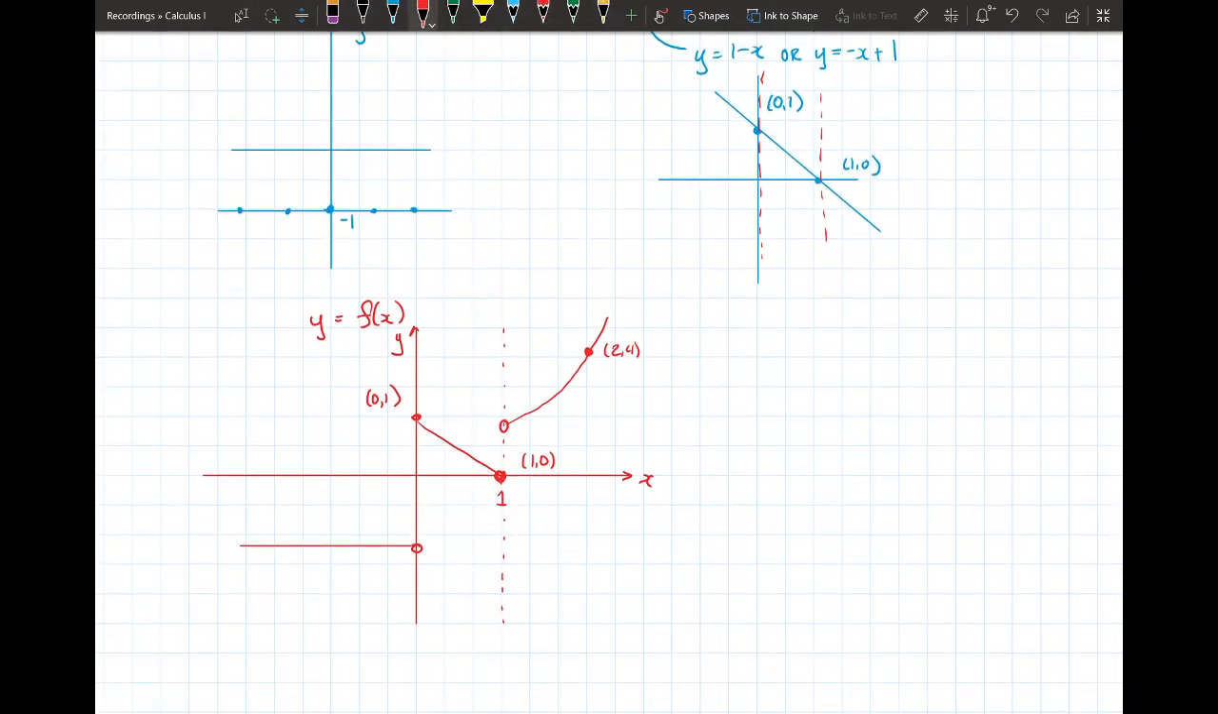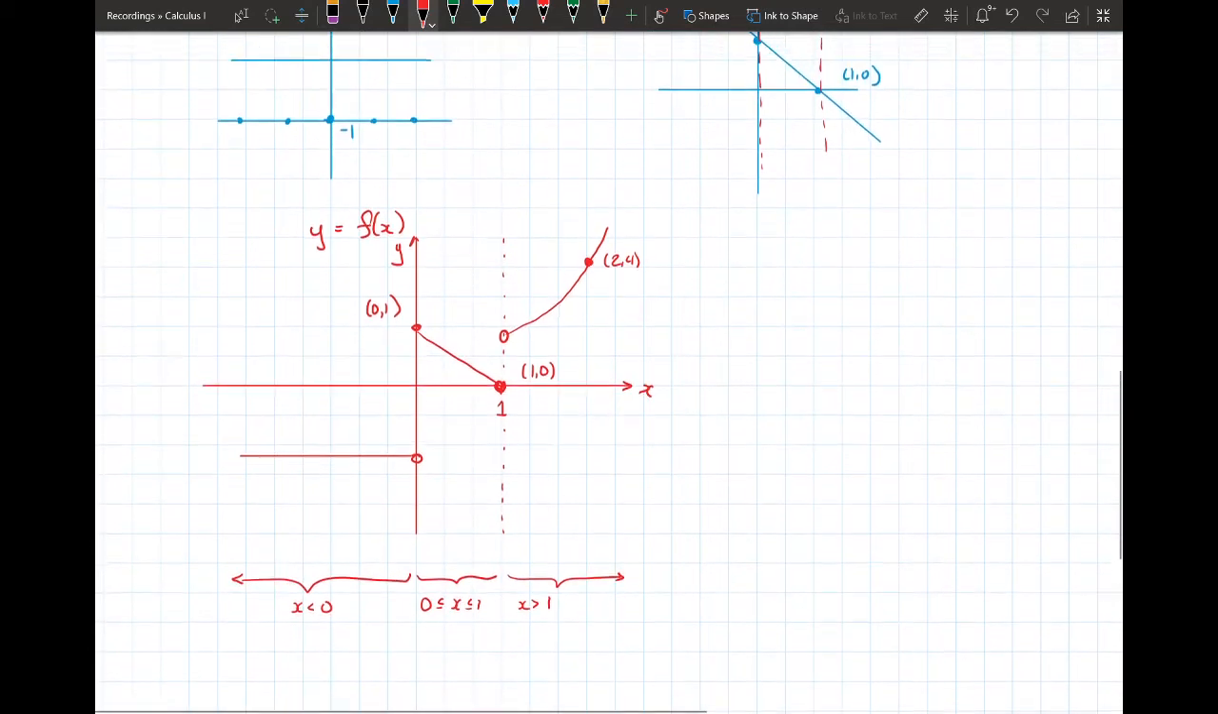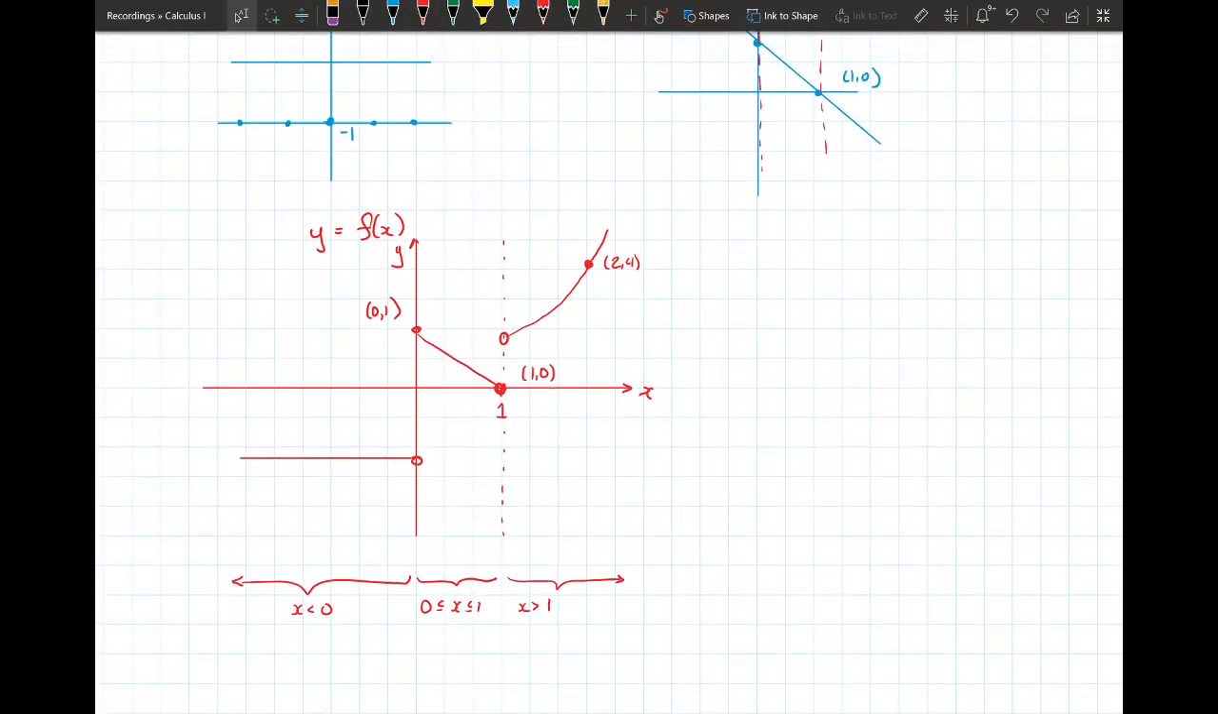The three components, x less than 0, x between 0 and 1, and x greater than 1. And that's how you can complete a piecewise defined function.